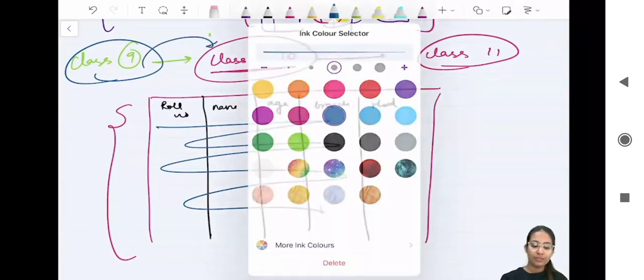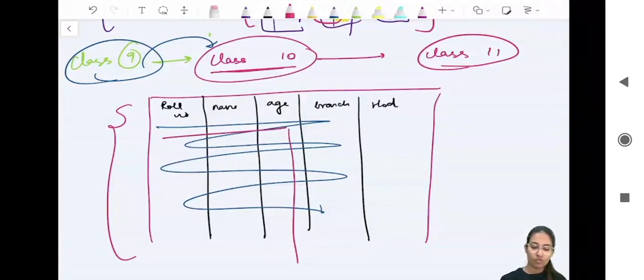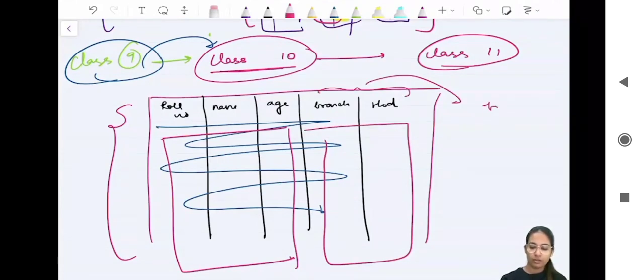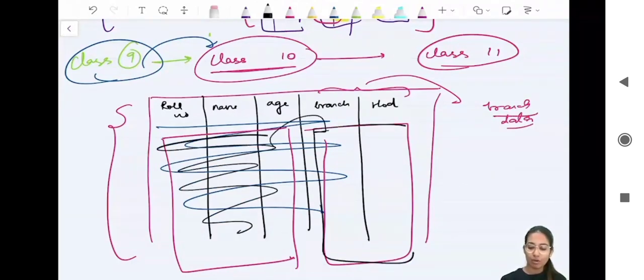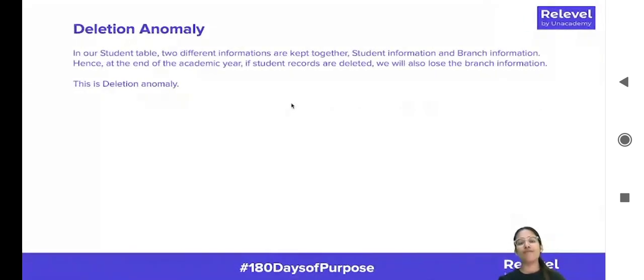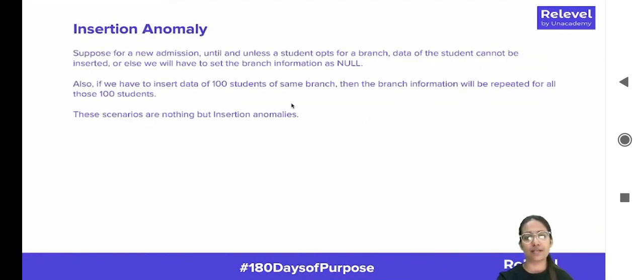Now the problem is, you just wanted to delete the student data, but since the branch data is also stored here, the moment you deleted the student data, the branch data also gets deleted. That is a very big problem. Because normalization is not there, because proper bifurcation of entities is not there, the values that you did not want to remove also get removed in this situation. So these are all the three anomalies which are present.